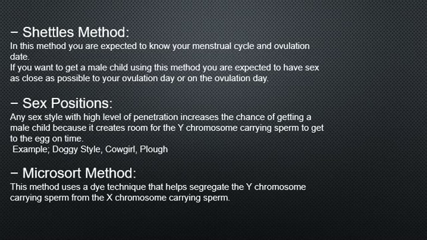So that takes us to another method of sex selection, that's the sex positions. In this sex position, any sex style with a high level of penetration increases the chance of getting a male child because it creates room for the Y chromosome carrying sperm to get to the egg on time. Examples of these high penetration sex styles include the doggy style, the cowgirl, and the plow styles.